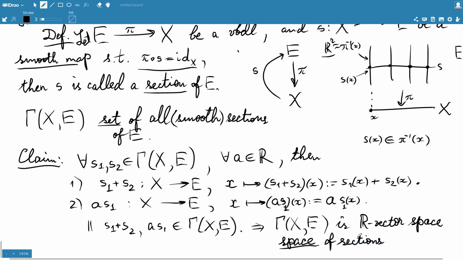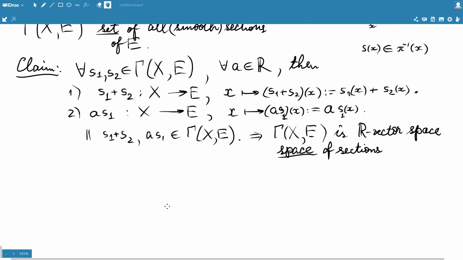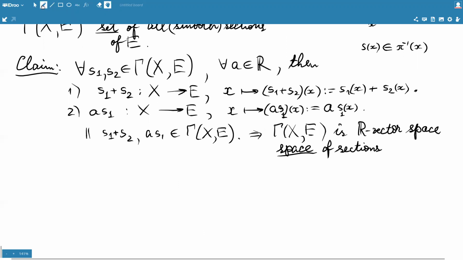Of course, this space is actually infinite dimensional, as you can easily guess. If X is of positive dimension, let's consider the very particular case: what is the space of sections when E is the trivial bundle with fiber R, that means X times R.